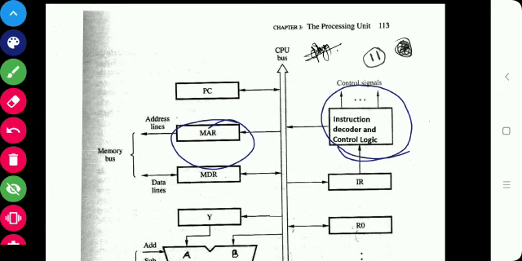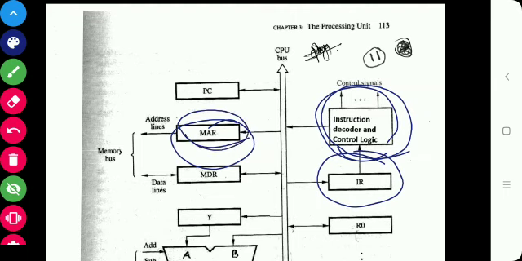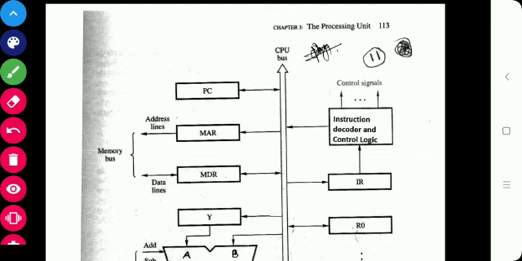The current instruction that is being executed is stored in the IR as well as the control logic, so that the control logic can provide the appropriate control signals for that instruction. And that instruction address is stored in the MAR register.